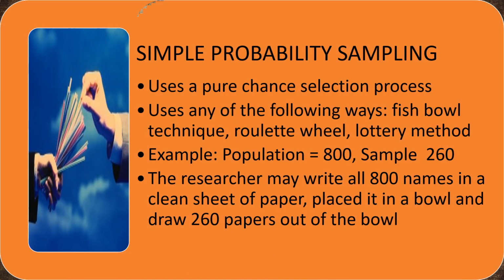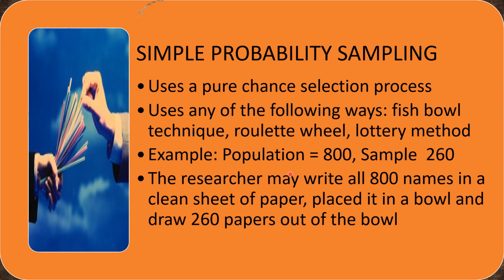First, under probability sampling is simple random sampling or simple probability sampling. It uses a pure chance selection process because of using the fishbowl technique, roulette wheel, or lottery method. Using this technique, all elements in your population will have an equal chance of being selected to be part of your research.